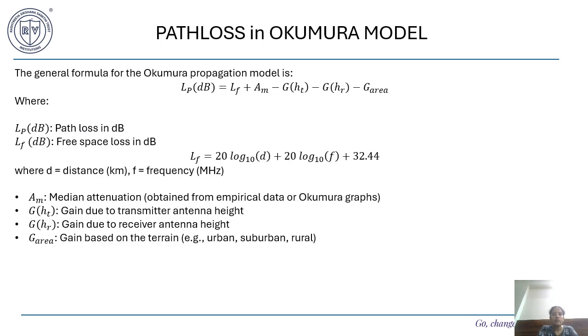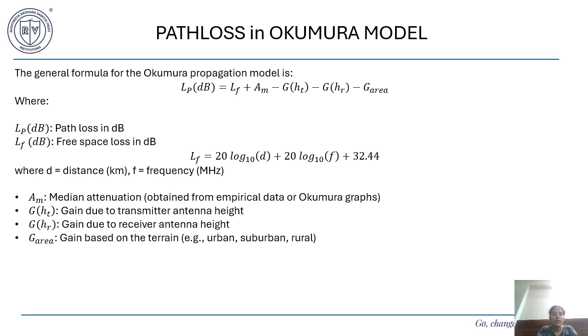Moving forward, we have the path loss in the Okumura model. The general formula is given there. It is based on empirical data rather than on theoretical equations. It considers environmental factors like urban density, obstacles, and antenna heights. The model is widely used for cellular network planning.